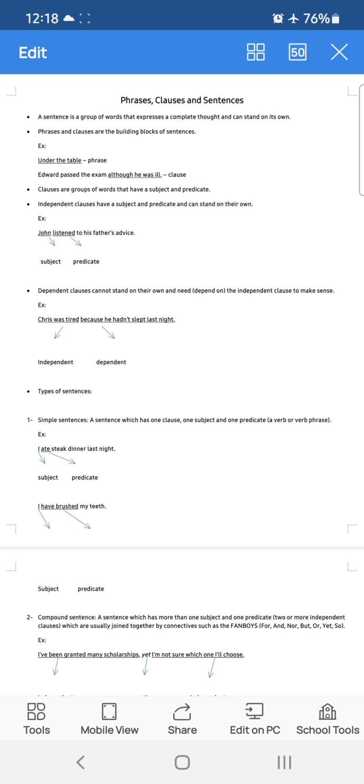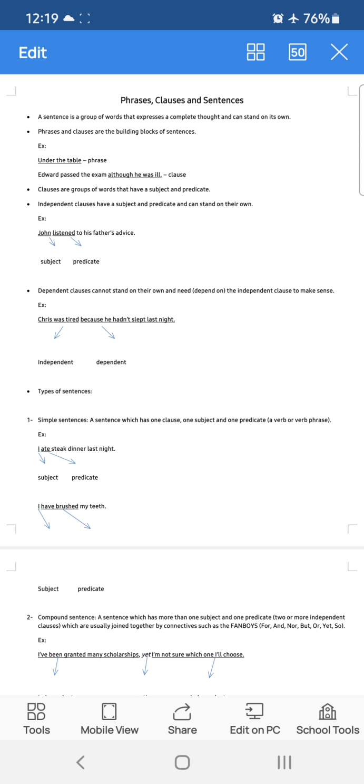So, your independent clause, the clause that if you cut it from the sentence it would still make sense, is what? Chris was tired, right? If you take this independent clause alone and put a full stop at the end, it can become a sentence, right? Because he hadn't slept at night is your dependent clause. If you go to someone and say, because he hadn't slept at night, you would say, who hadn't slept at night? What happened? What's going on? So you would still need more information. That's why you depend on the independent clause to give you information so then you can make sense.